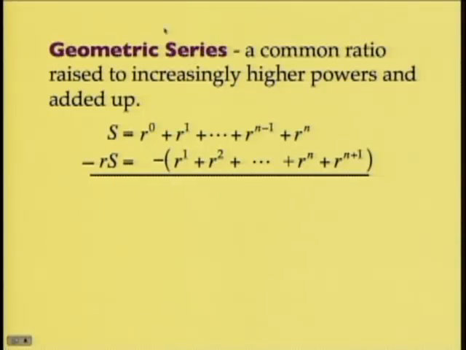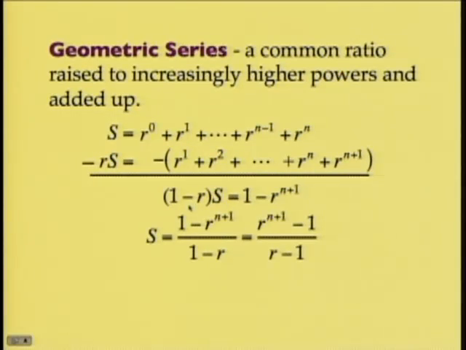When I subtract these things, I get S minus RS, and I can factor out that S. Over here, the R to the 1, the R to the 2, the R to the whatever, even the R to the N cancel each other out. So I'm just left with R to the 0, which is 1, minus R to the N plus 1. And so to solve for S, I just divide through by the junk, standard little trick.